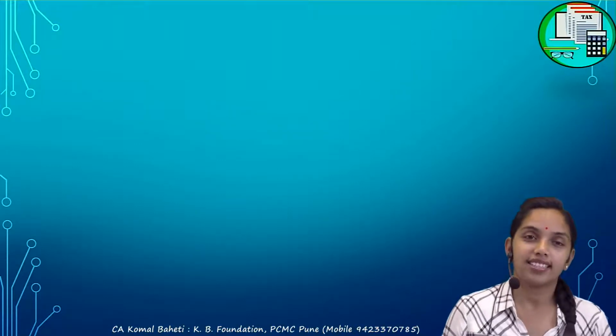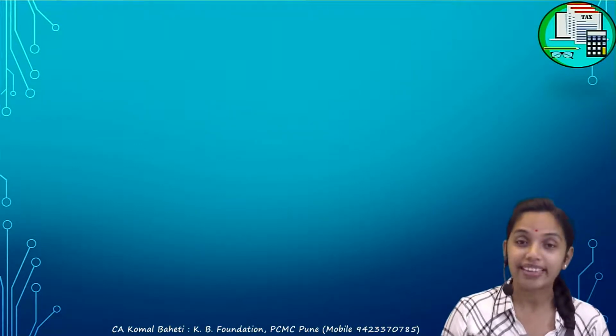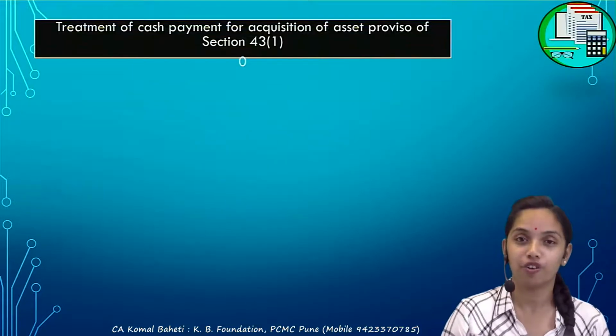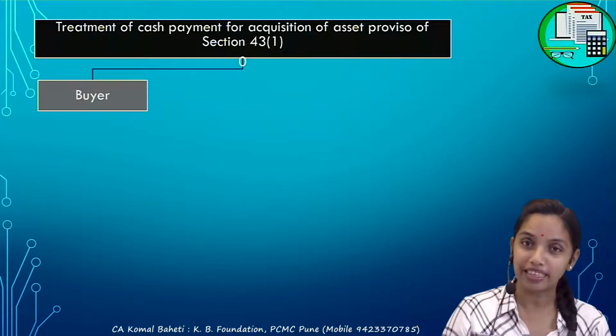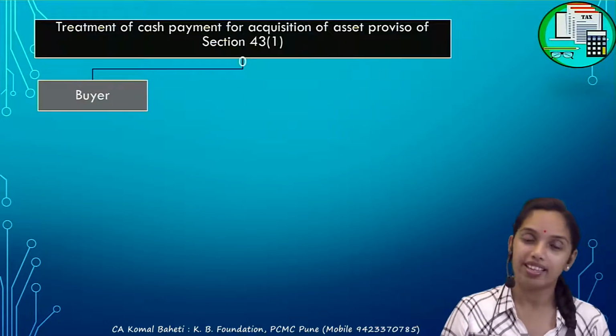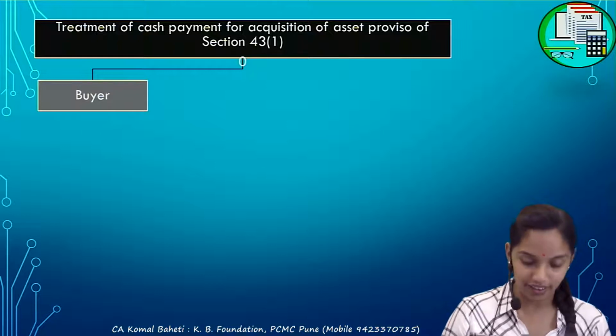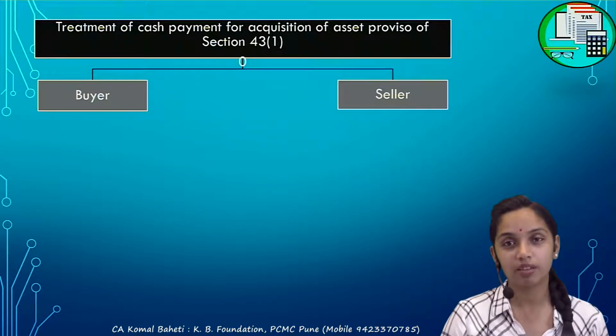Now we'll be discussing the Proviso to Section 43(1) that deals with the treatment of the cash payment in the acquisition of an asset. This Proviso deals with the buyer angle, but there is another section that deals with the seller angle. So we'll be discussing both.